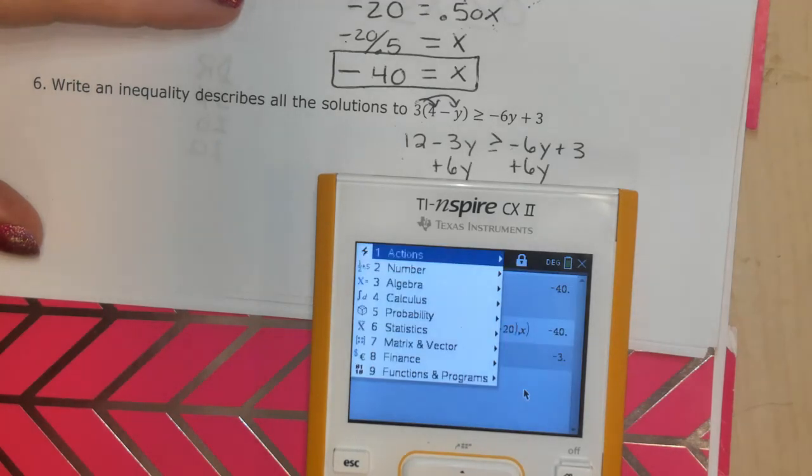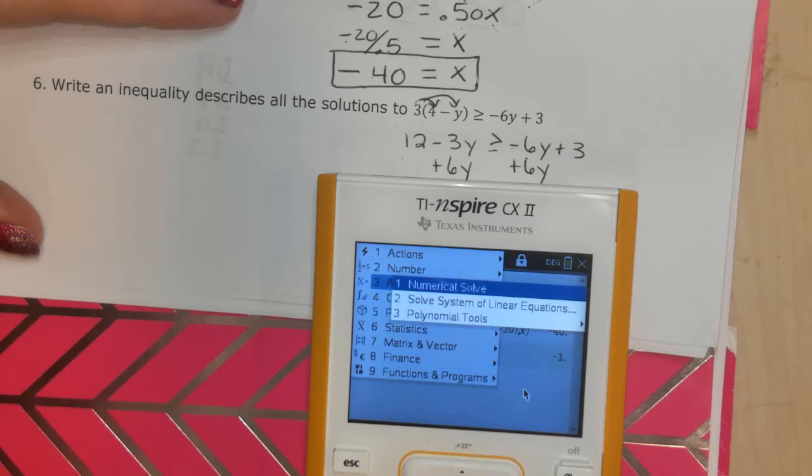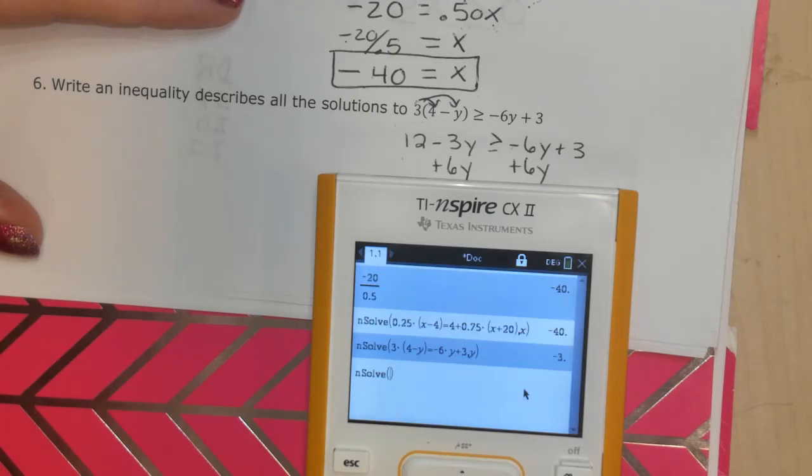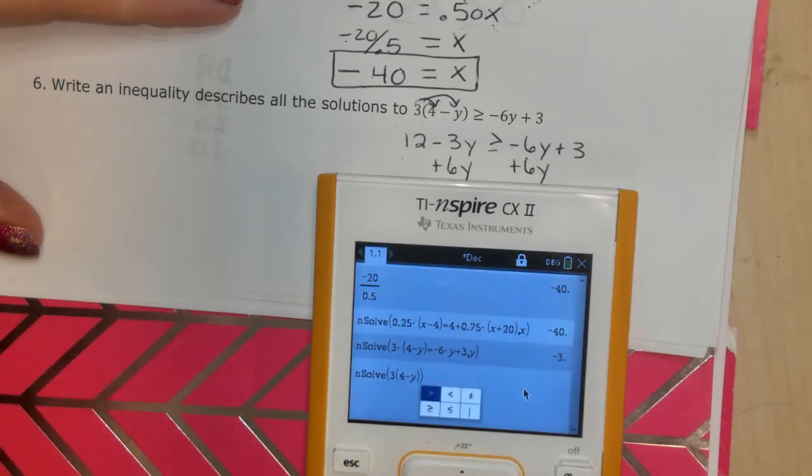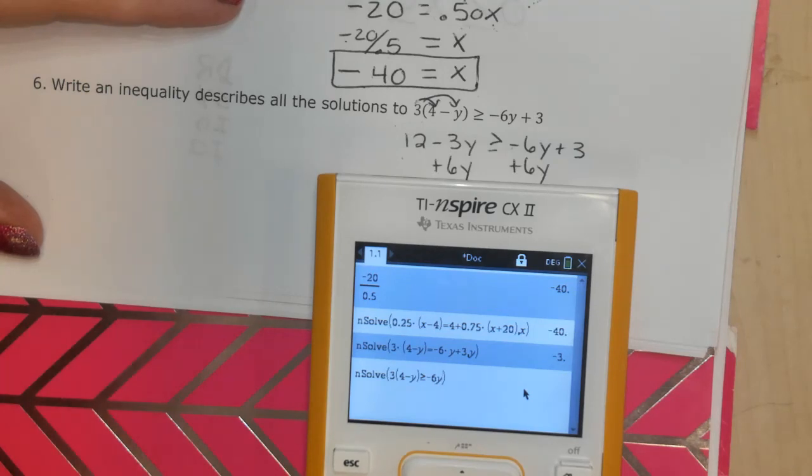So I don't know what, actually, let's just try it out. What would happen if we threw the inequality in there? I've actually never tried that before. So 3, 4 minus y, and you can find your inequalities here. I want greater than or equal to negative 6y plus 3, close your parenthesis.